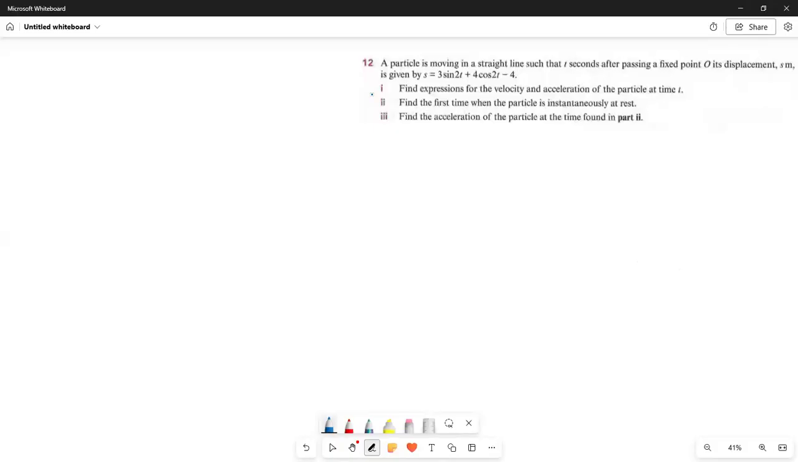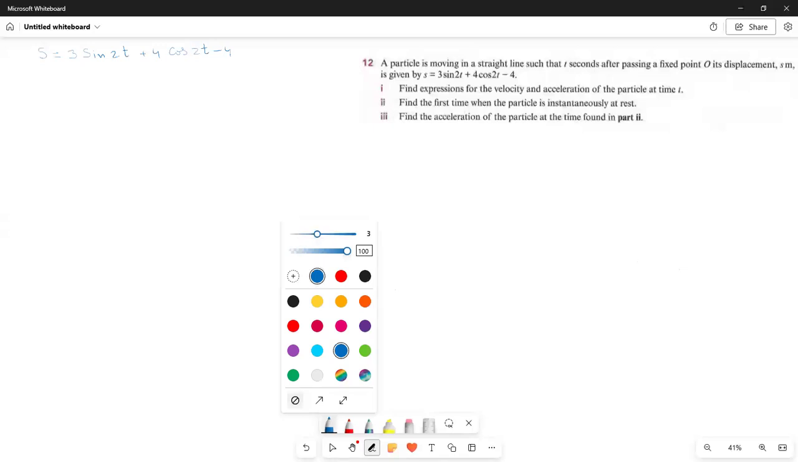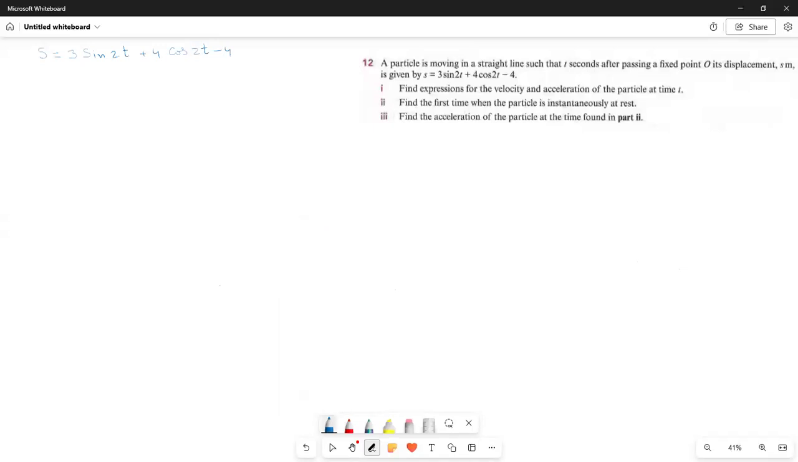We will be doing question number 12, chapter 16. This question is interesting. We are given that the displacement of a particle is given by 3 times sine 2t plus 4 times cos 2t minus 4. Okay, so this is the displacement as a function of time.